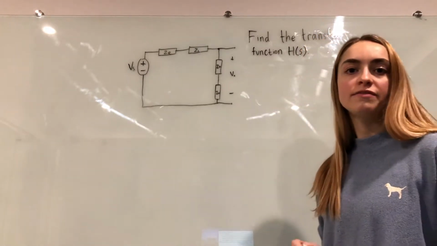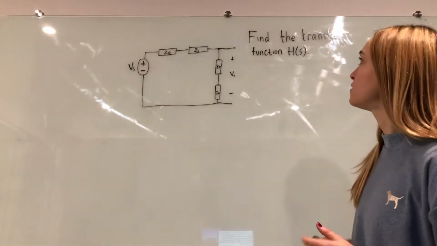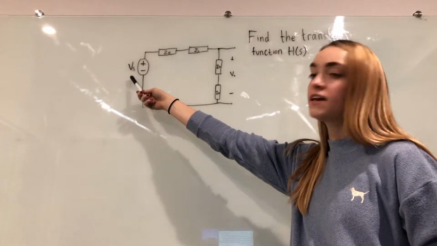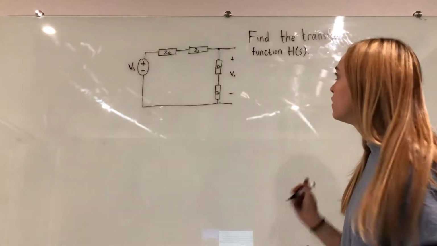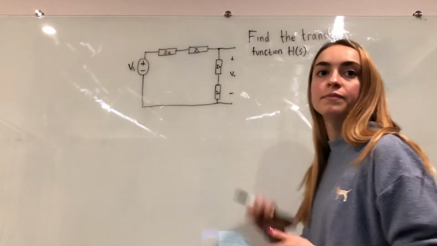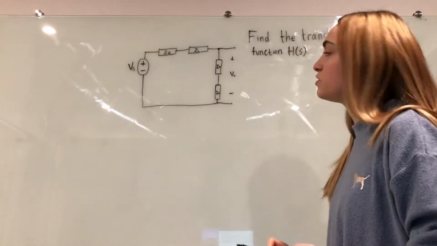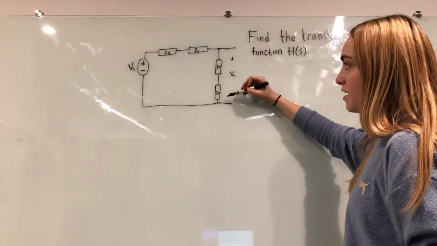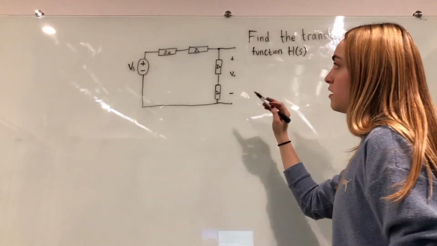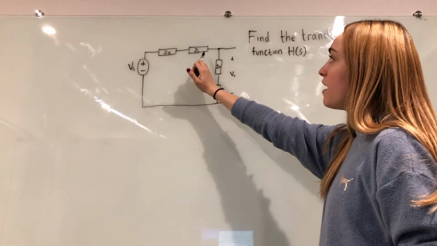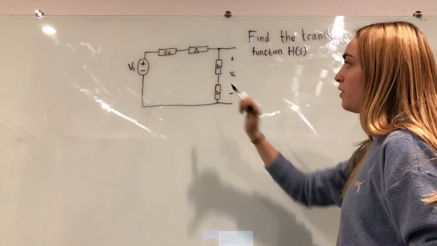And now we're tasked with finding the transfer function H of s, which we know is just V out over V in, and in this case V in is V source. So we can simply treat this as a voltage divider. This means we need to solve for VO, which is simply R1 and L1 in series, over the total impedance, which is R, L, R1, and L1 in series.